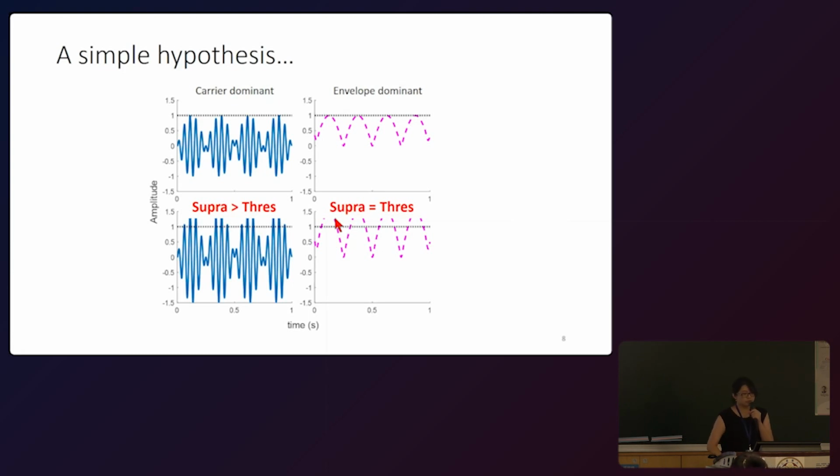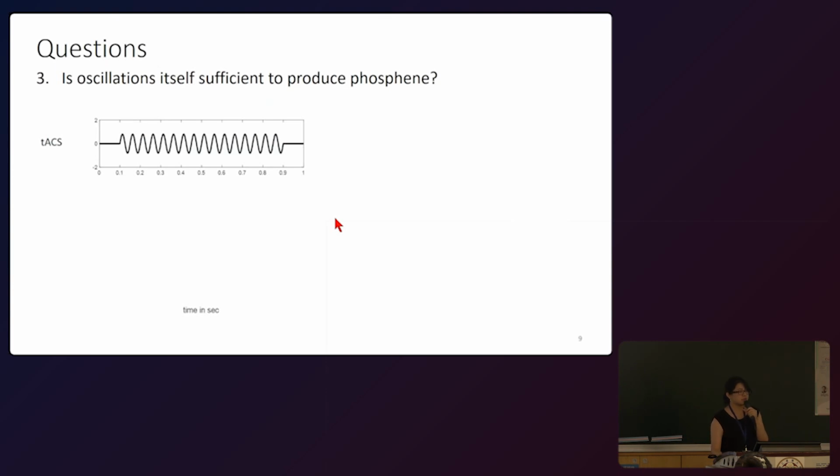So this is the first part, and we're going to the third question: is oscillation itself sufficient to produce phosphene? We know that tACS, the transcranial alternating current, switches between positive and negative polarities. So at this time it has two components. One is the polarity switch, and the other is that the current oscillates all the time. But we know that if we just give a flat line, which we call transcranial direct current stimulation, basically the subject will not report any phosphene. So the oscillating current can be the key component of generating the phosphene percept.